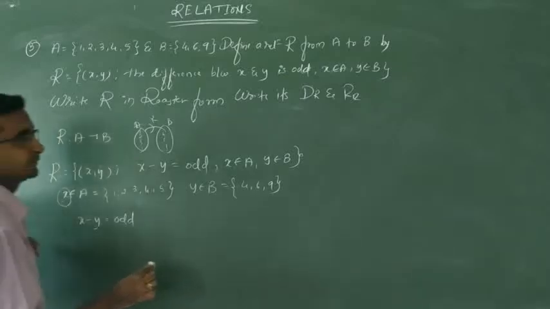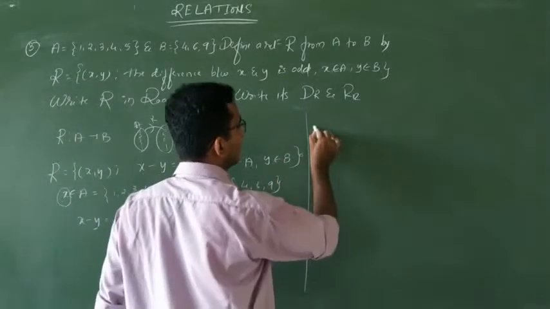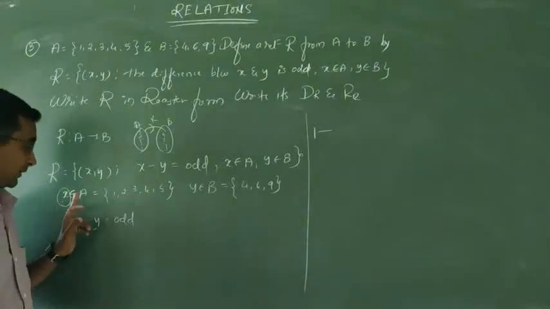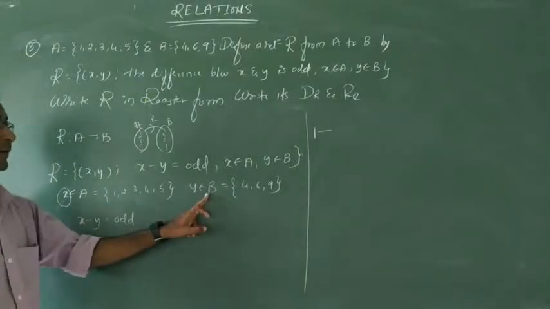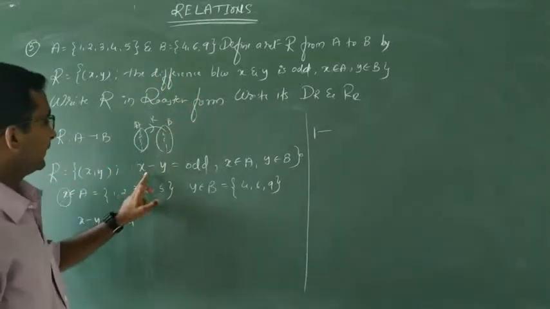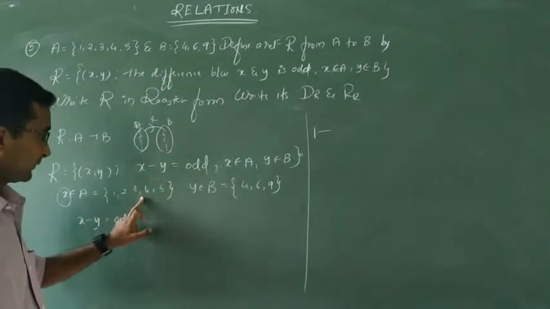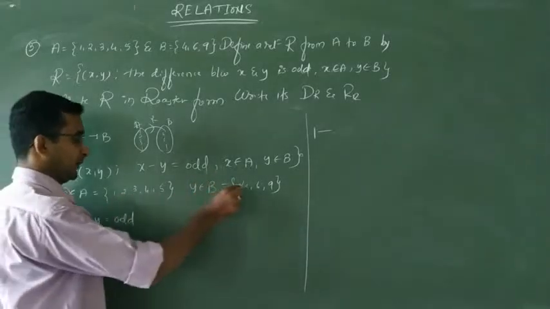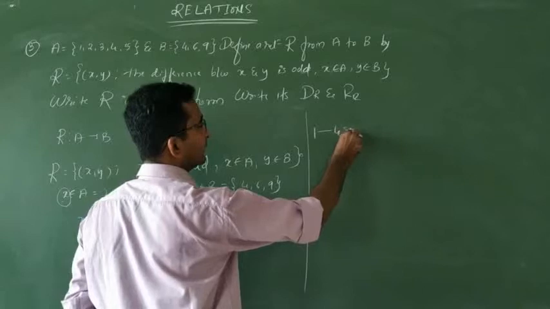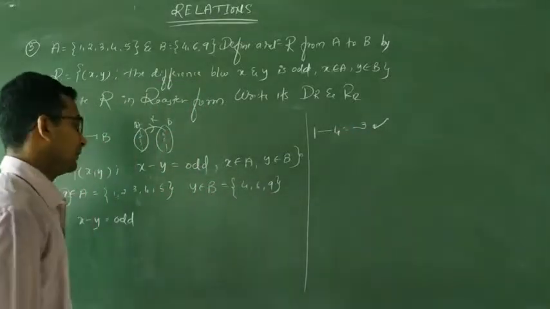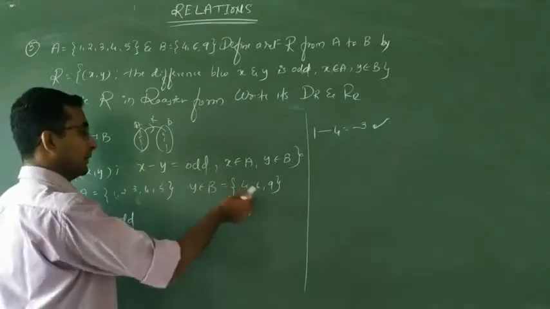When I take 1 minus... look, x minus y is given here, where clearly x is from the first set and y is from the second set. 1 minus 4 means minus 3, which is odd. Yes, this is odd. Next, with 1, the second element: 1 minus 6 is minus 5.